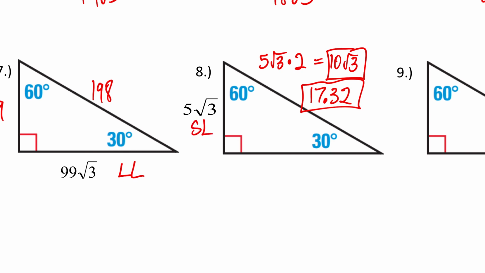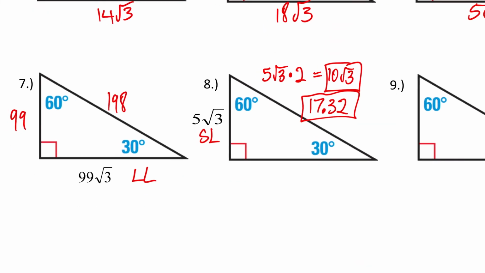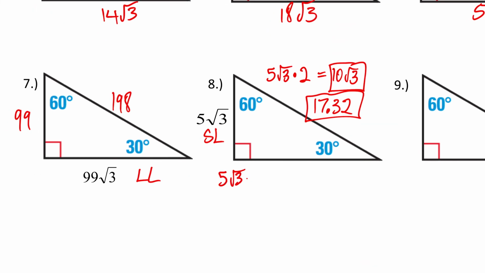Now this is the short leg, the 5 square root of 3. And so to get from the short leg to the long leg, you take the short leg times the square root of 3. So I'm going to take 5 square roots of 3 times the square root of 3, which is 5 square roots of 9, which actually just ends up being exactly 15.